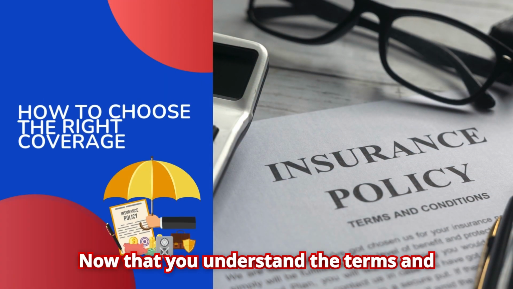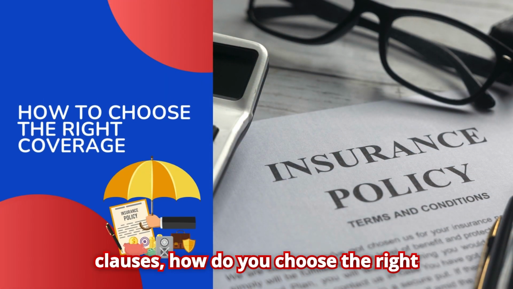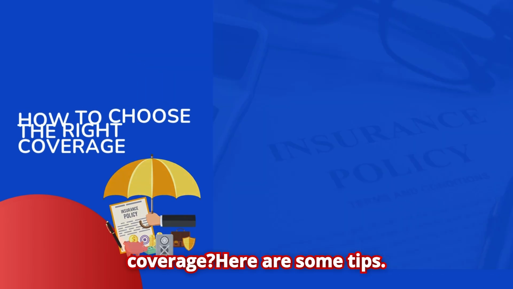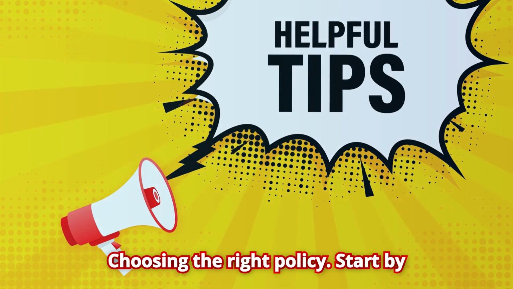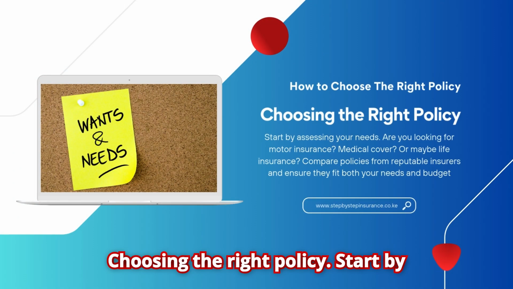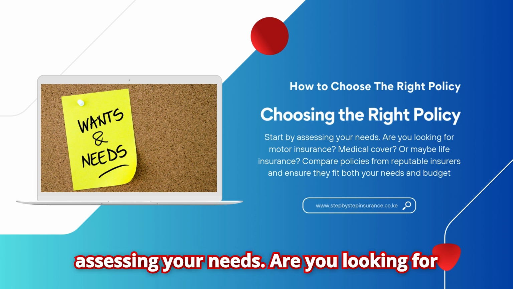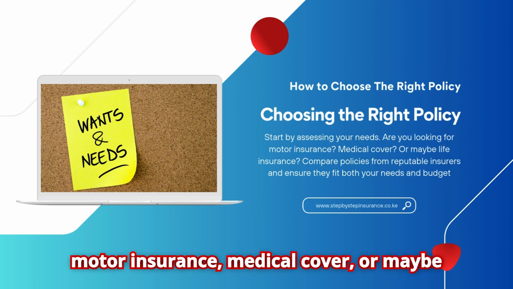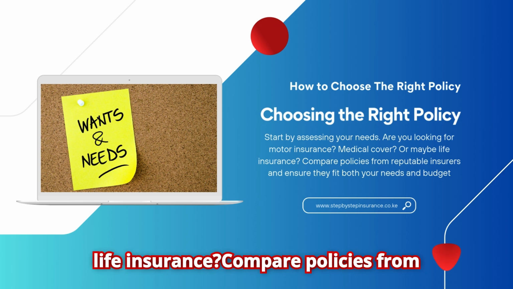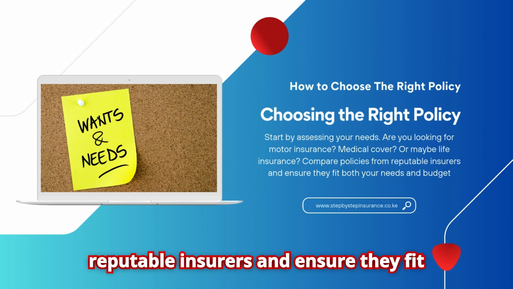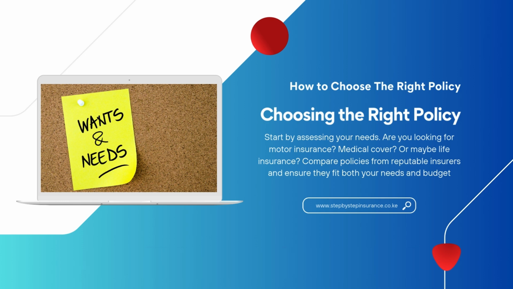Now that you understand the terms and clauses, how do you choose the right coverage? Here are some tips. Choosing the right policy. Start by assessing your needs. Are you looking for motor insurance, medical cover, or maybe life insurance? Compare policies from reputable insurers and ensure they fit both your needs and budget.